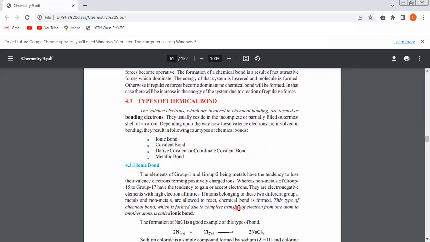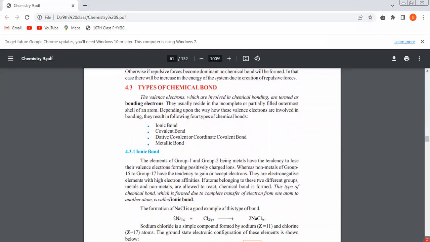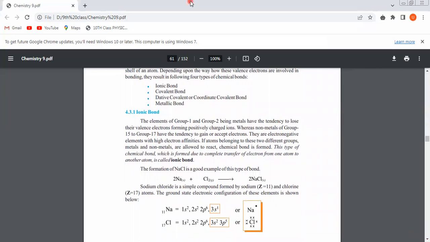Ionic bond: the elements of group 1 and group 2, being metals, have the tendency to lose their valence electrons, forming positively charged ions. Non-metals of group 15 to group 17 have the tendency to gain or accept electrons. They are electronegative elements with high electron affinities. If atoms belonging to these two different groups, metals and non-metals, are allowed to attract, a chemical bond is formed. This type of chemical bond, which is formed due to complete transfer of electrons from one atom to another atom, is called an ionic bond. The formation of NaCl is a good example of this type of bond.